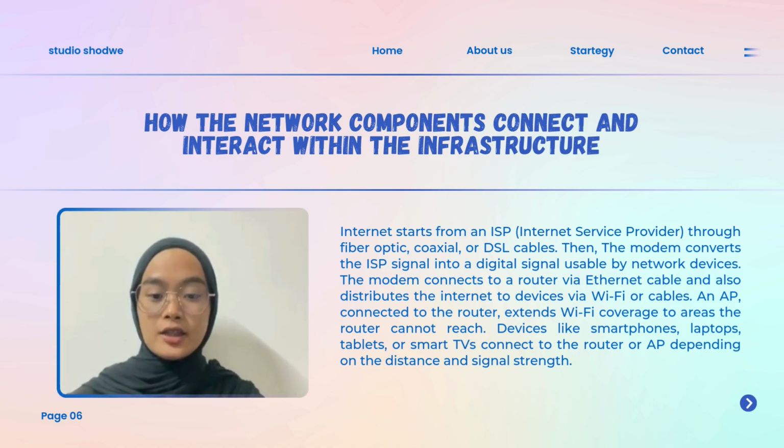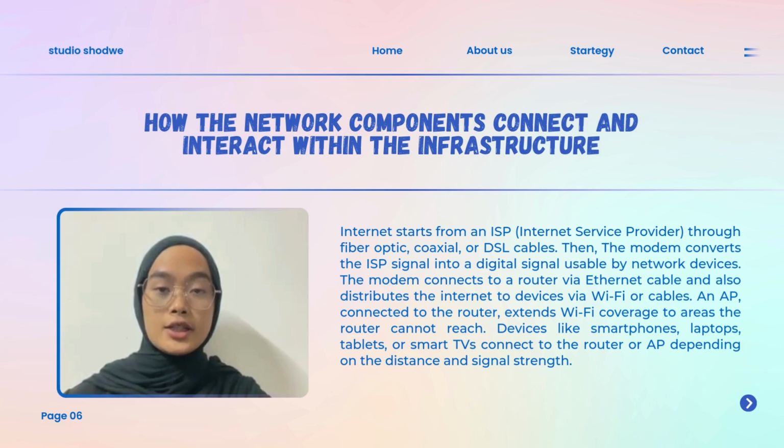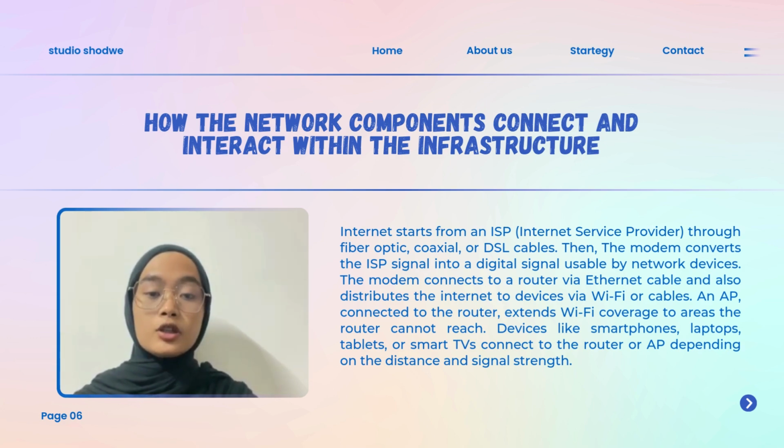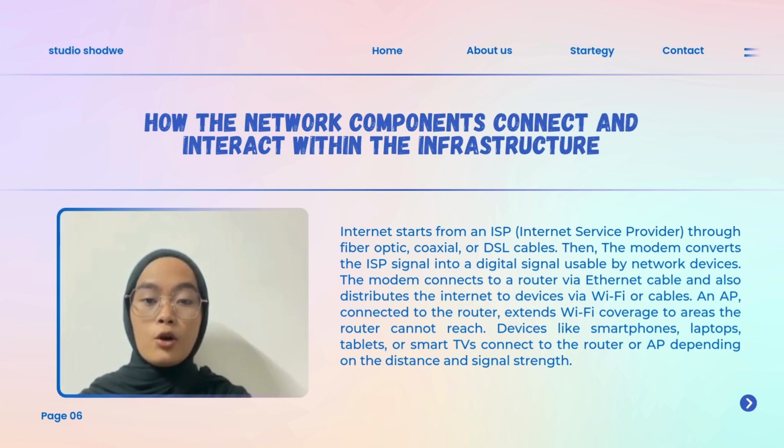The internet connection begins with an internet service provider, which is ISP, using cables such as fiber optic, coaxial, or DSL. This connection enters the modem, which converts the ISP signal to a digital signal that can be used by network devices. The modem is then connected to a router using an Ethernet cable. The router acts as a central hub, distributing the internet connection to the devices either through Wi-Fi or cables.